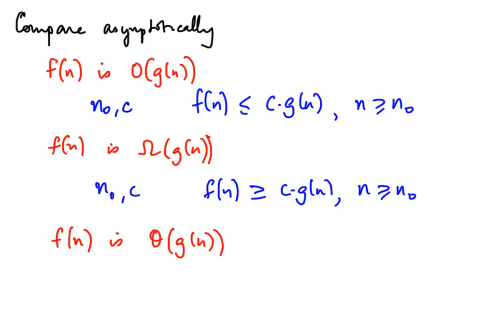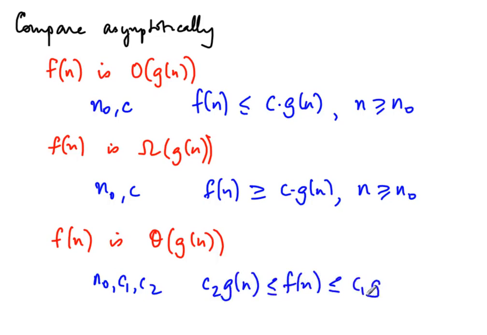If we can sandwich f of n between two multiples of g of n, so we can find n0, c1 and c2 such that c2 times g of n is always below f of n, which in turn is always below c1 times g of n, again for all n greater than or equal to n0.